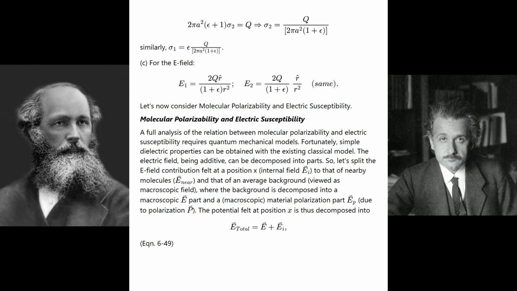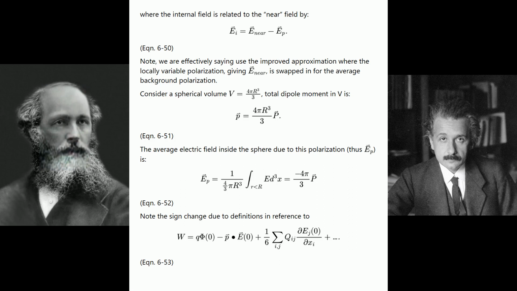nearby molecules, E sub near, and that of an average background, viewed as a macroscopic field, where the background is decomposed into a macroscopic E part and a macroscopic material polarization part E sub P, due to polarization P. The field felt at position x is thus decomposed into equation 6-49, where the internal field is related to the near field by equation 6-50. Note, we are effectively saying to use the improved approximation where the locally variable polarization, giving E sub near, is swapped in for the average background polarization.